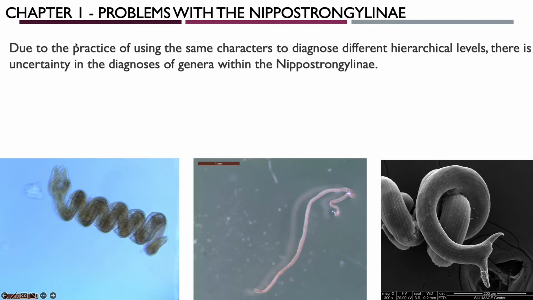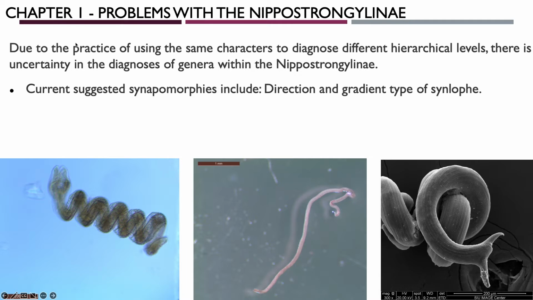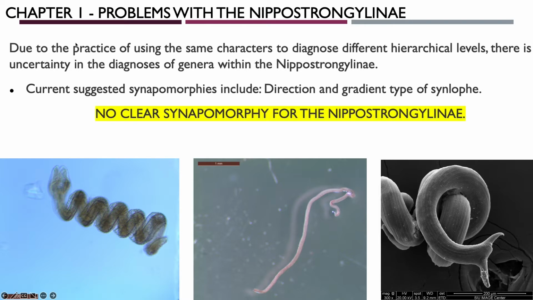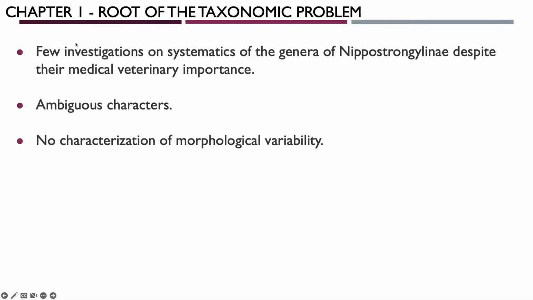Current synapomorphies include the direction and the gradient type of the synlophe, so there's no particular specific synapomorphy. So again, no clear synapomorphy. And how can we base our diagnosis of worms if we put the cart before the horse? So that's the root of this problem.